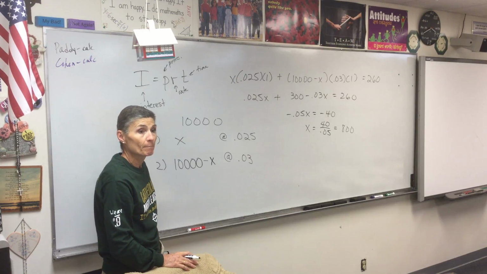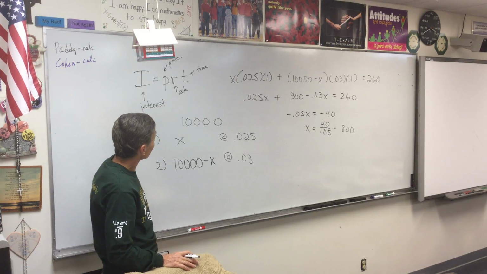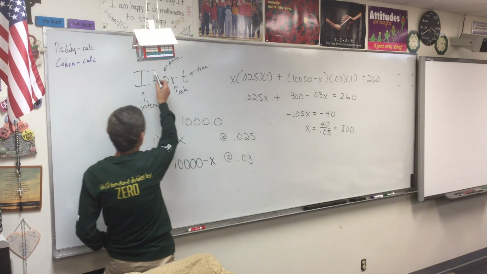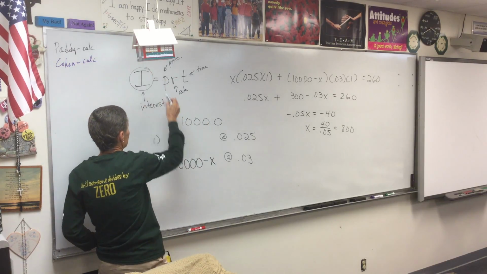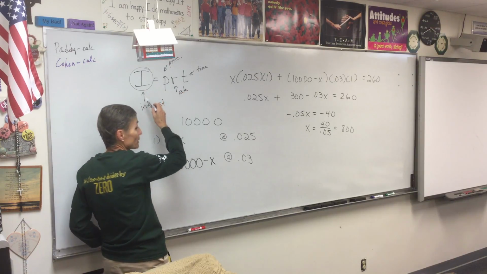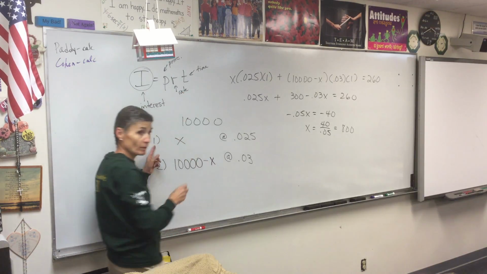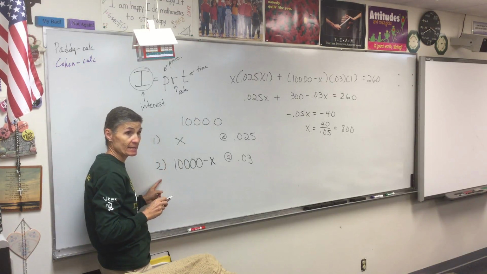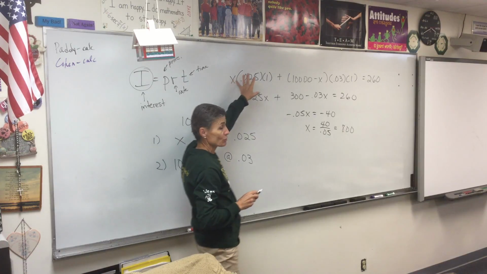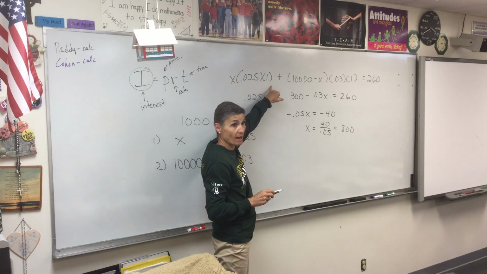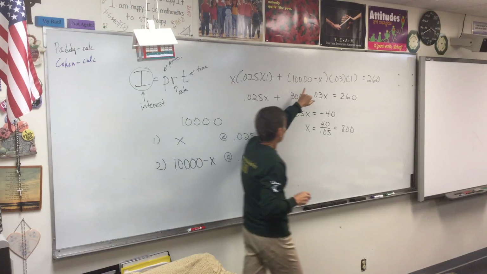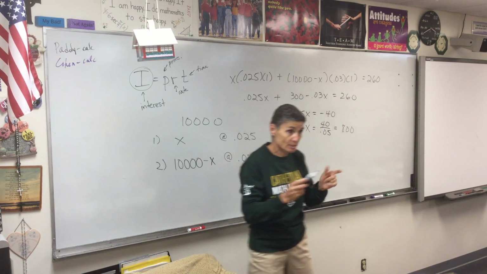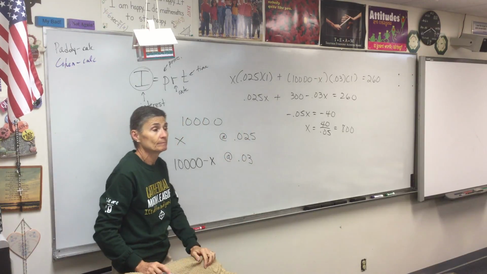I have a question. Why did you add the 10,000 minus X times the interest? Okay, remember the formula: if you multiply principal, rate and time, you get interest. So I have two different accounts, but added together, they make 260. So this is the first account, principal times rate times time. That's the second account. So then I figure those together is 260.